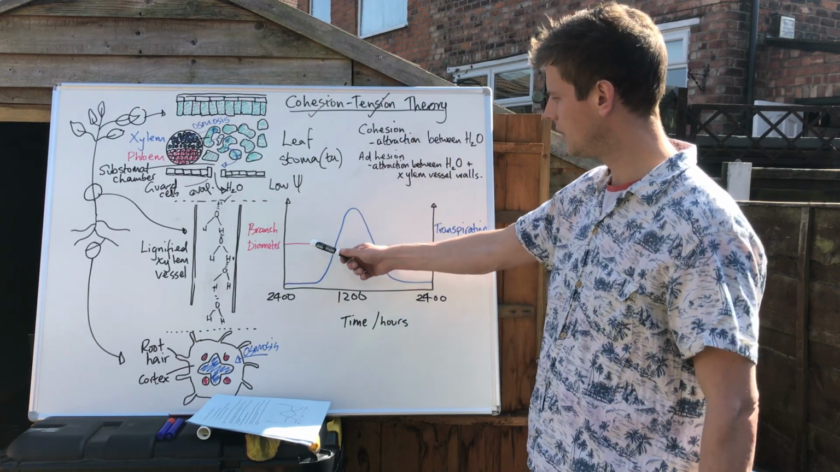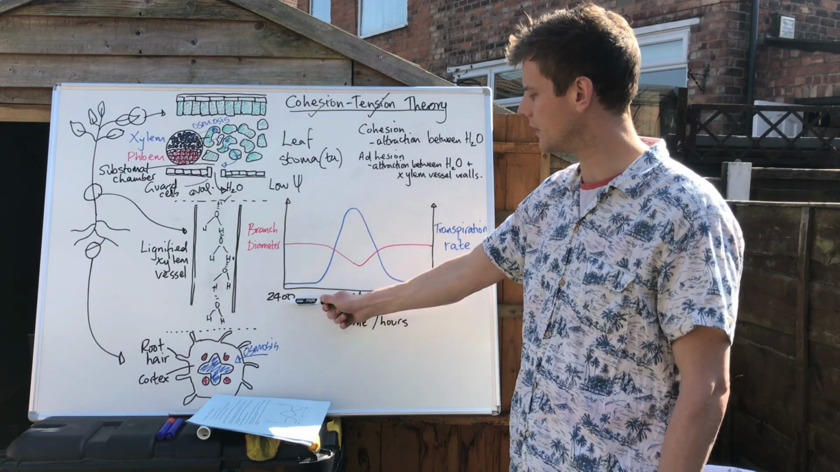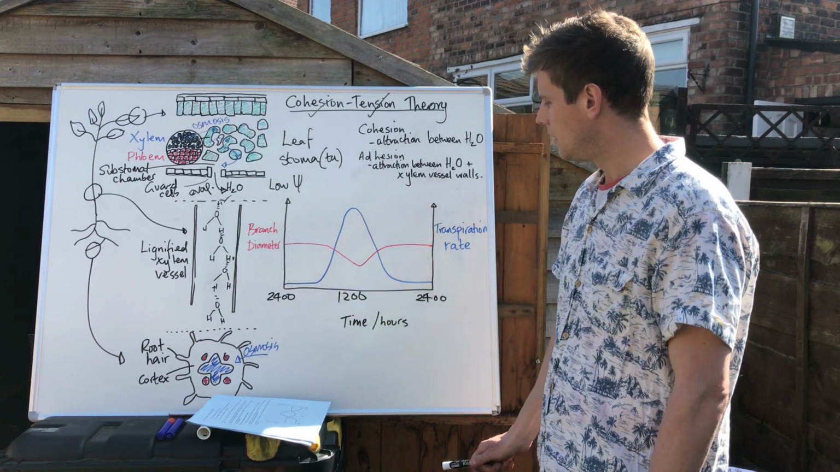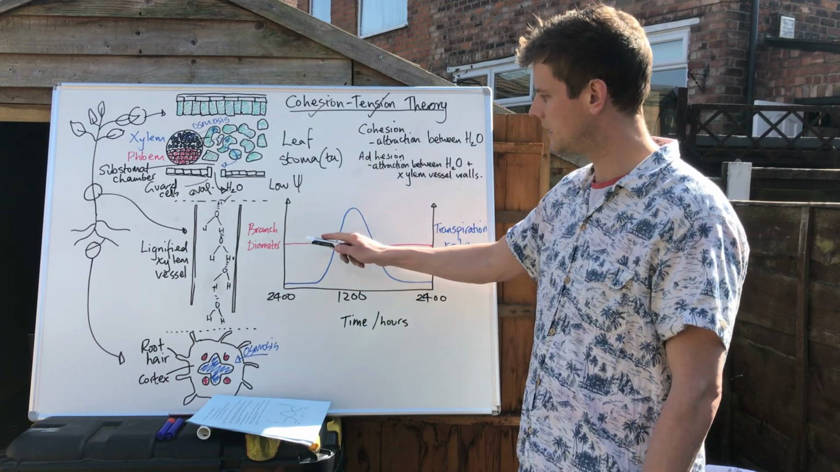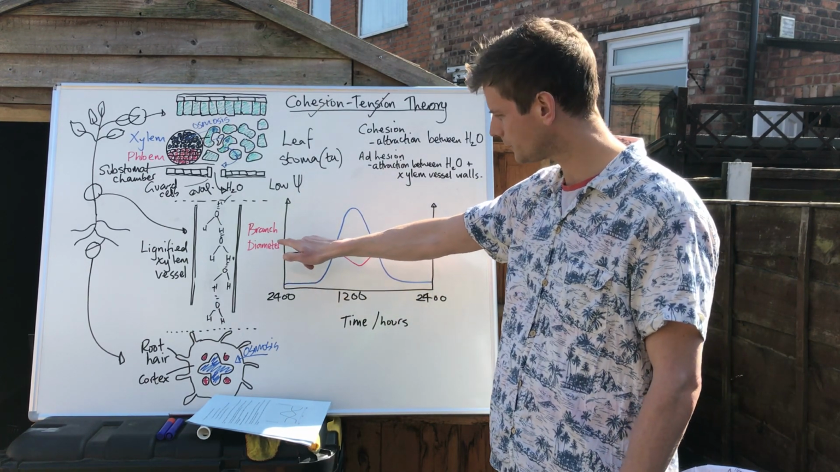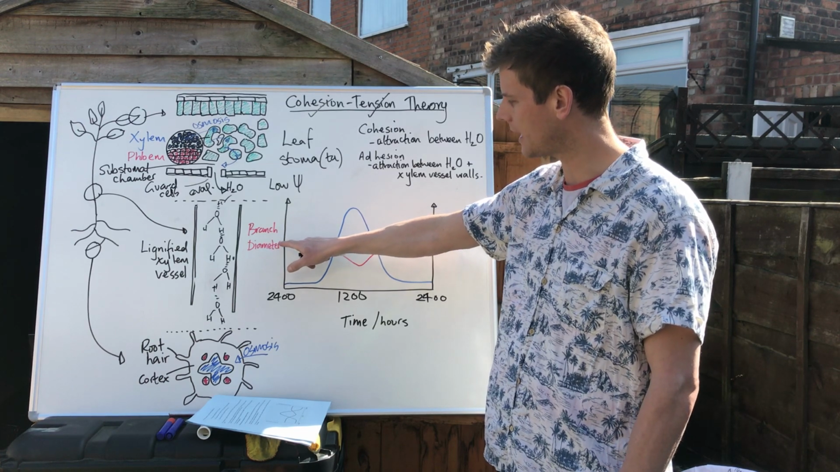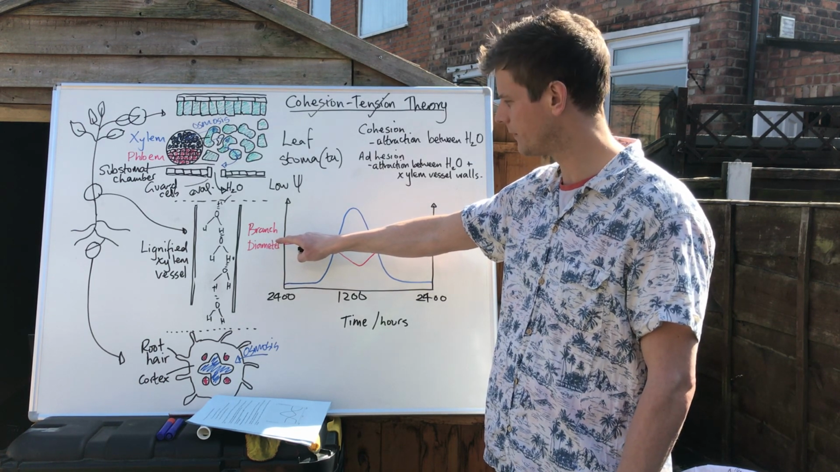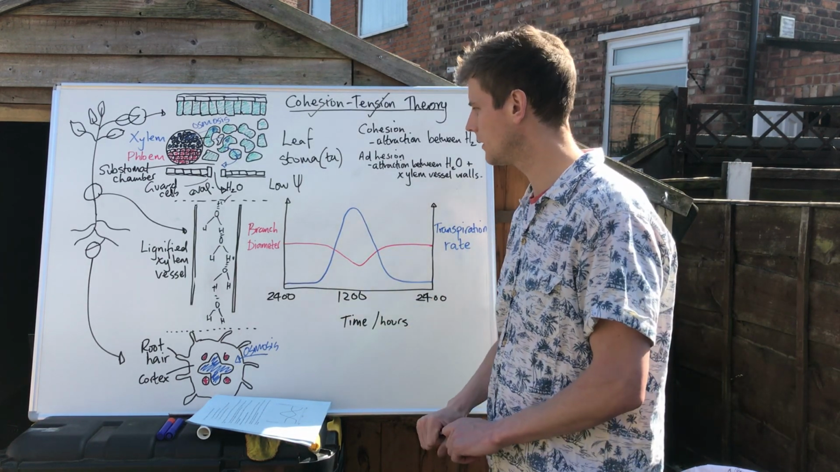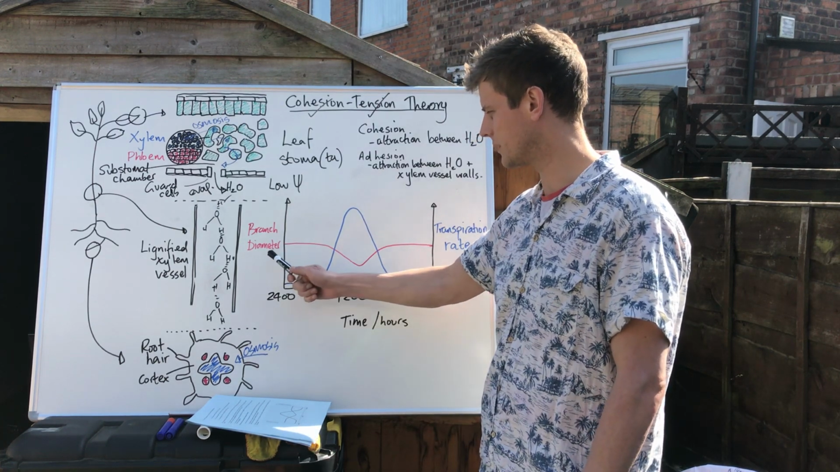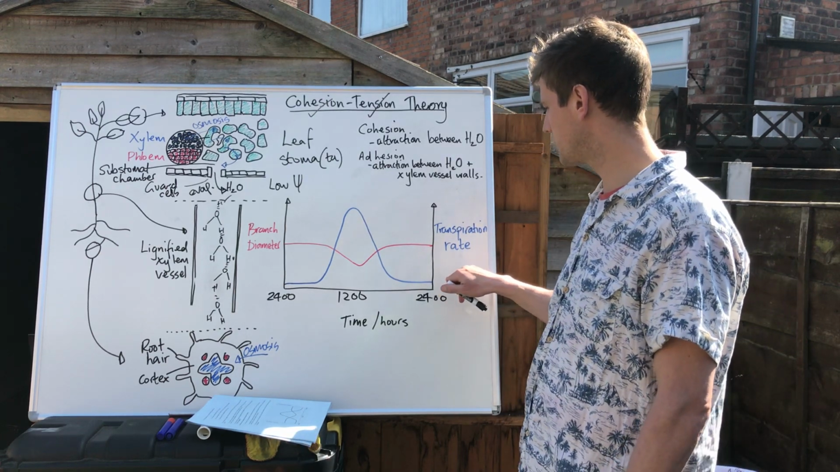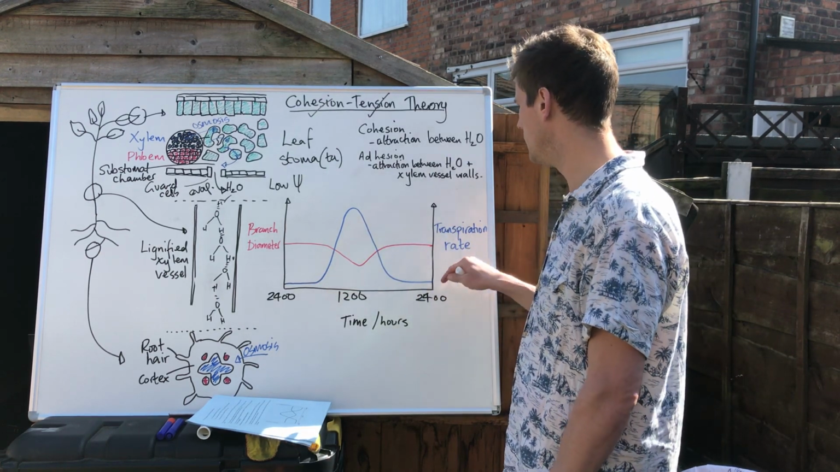So what I've got here is a graph with the time in hours, so a 24-hour period on the x-axis, and on the two y-axes we've got two different measurements here. So in red we can see the diameter of the branch, or the diameter of the trunk, but as it says in your notes, I'll just stick to the diameter of the branch now. On the right hand side here is the transpiration rate. So the transpiration rate is shown in blue.